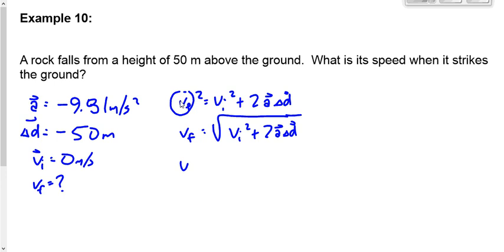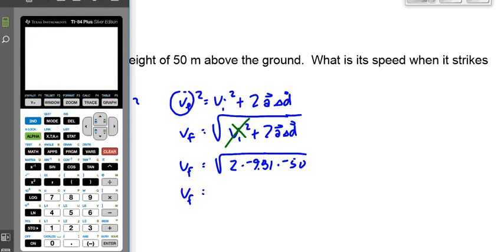Now, this is 0, isn't it, VI? If VI is 0, what's 0 squared? 0. So I'm just going to cross that out. I don't need to put that into my calculator. VF is going to be equal to the square root of 2 times negative 9.81 times negative 50. Now, watch me on the calculator here. Don't worry about the square root sign right now. Do one thing at a time. 2 times negative 9.81 times negative 50. If you get a negative number there, you know you've done something wrong.